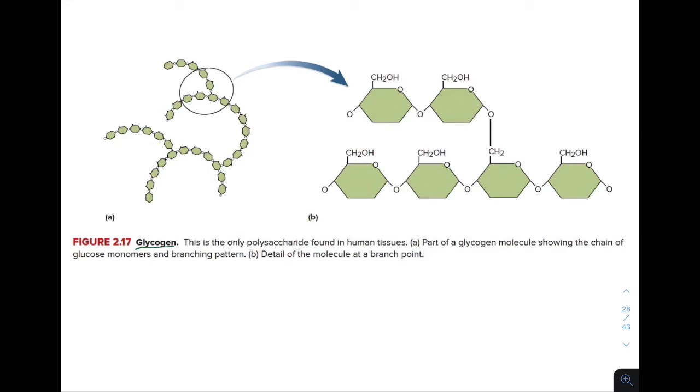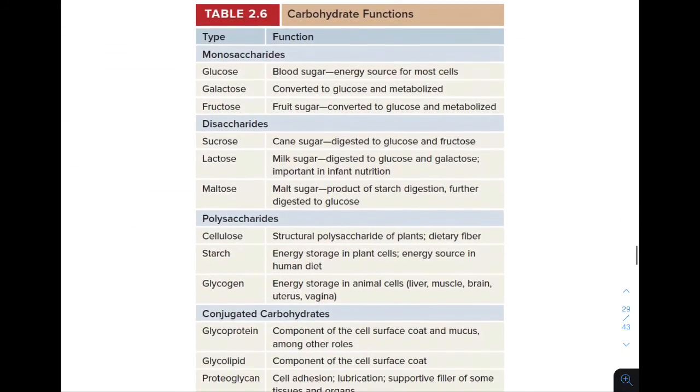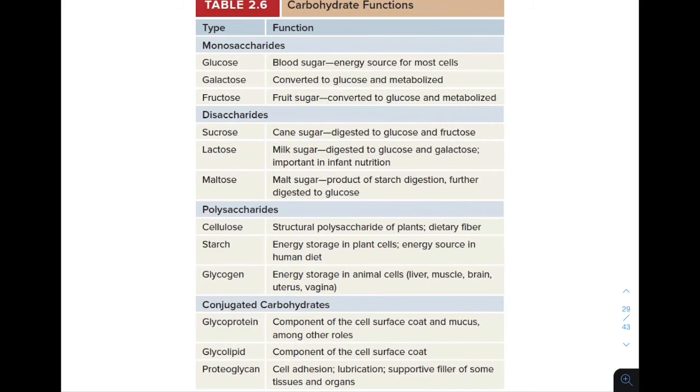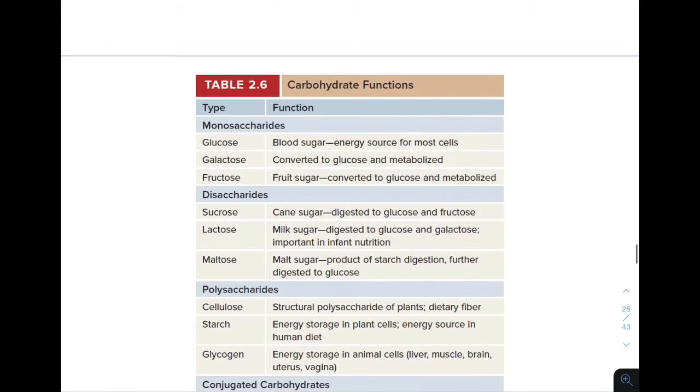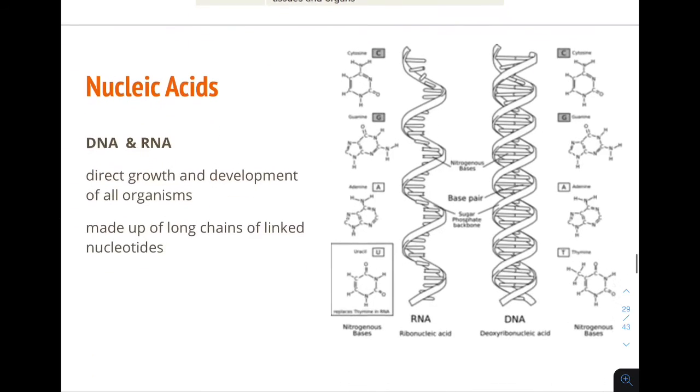This molecule, glycogen, is the only polysaccharide we'll talk about making in the human body, and it is just glucose and glucose and glucose and glucose so many times over. A lot of glucose. I'm going to go past this chart. This is table 2.6. You can take a look if you like later.